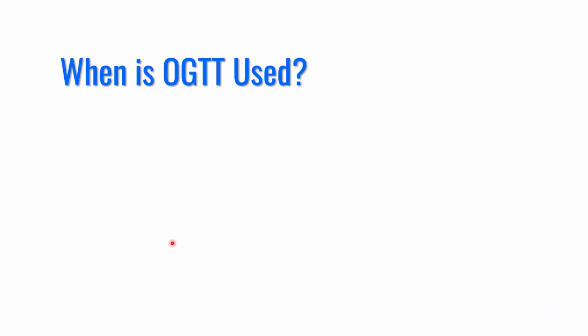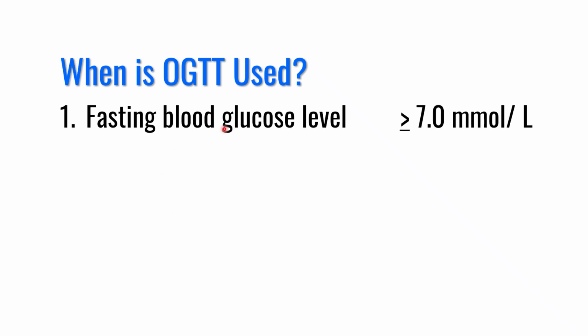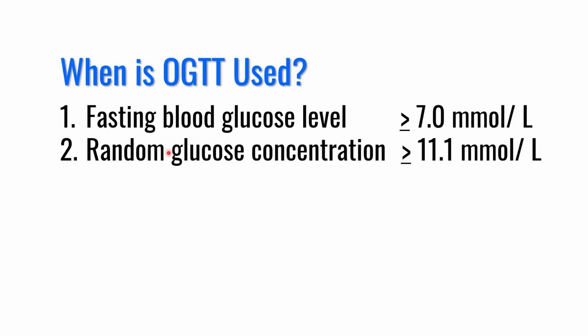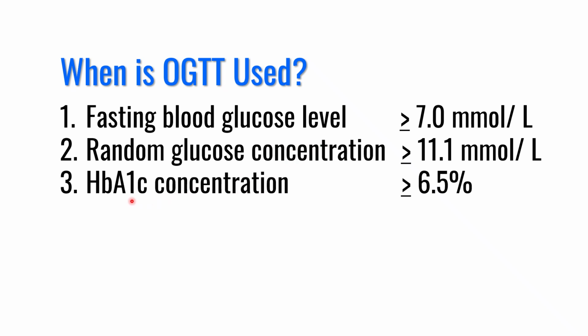When is OGTT used? Diabetes is a common and chronic metabolic condition which is diagnosed by, one, fasting blood glucose concentration of 7 millimole per liter or more. Second, random glucose concentration of 11.1 millimole per liter or more. Random glucose concentration is defined as glucose concentration taken randomly anytime, irrespective of whether the patient has eaten or fasted. Third, by measuring glycated hemoglobin A1C concentration of 6.5% or more.